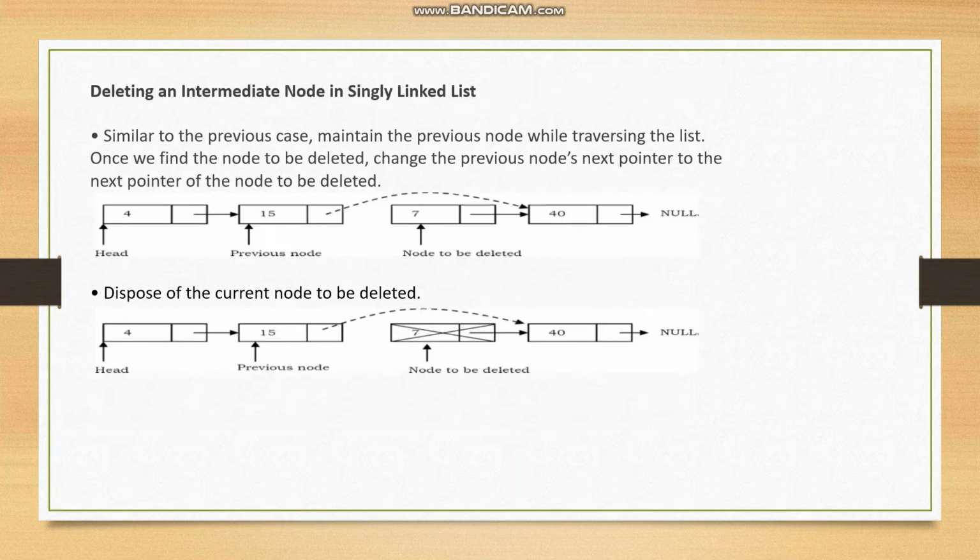Deleting an element from the intermediate position. Same as before, if we have to delete the third element, we will traverse two positions, 1 and 2, as we can see here. Then we will point the second node to the fourth node, and the third node will be released, so we will be deleting it.